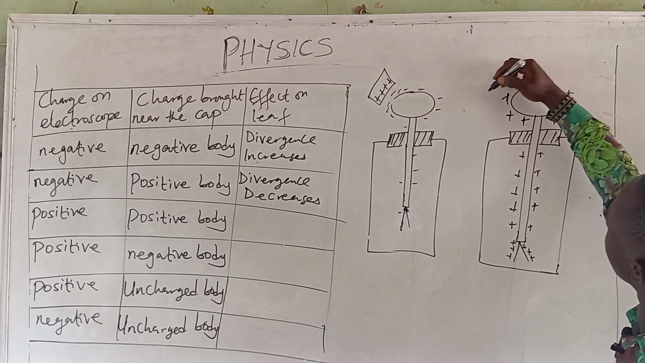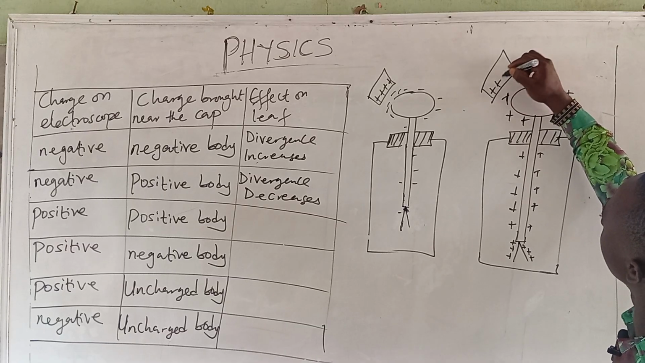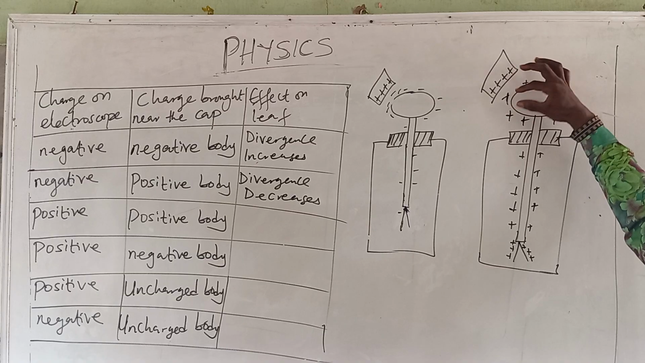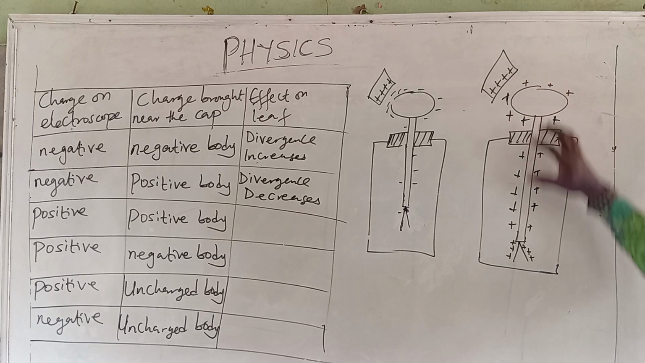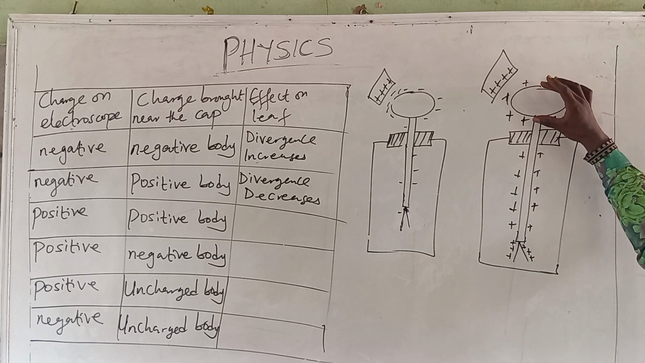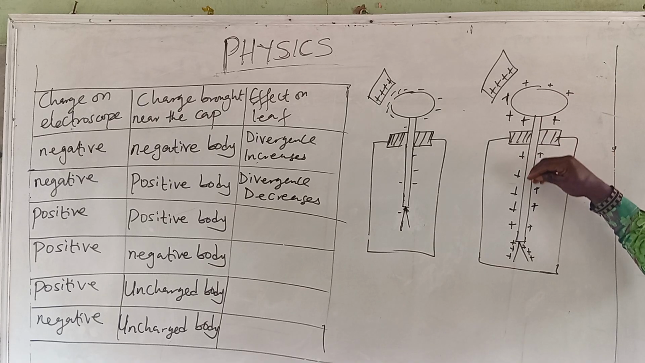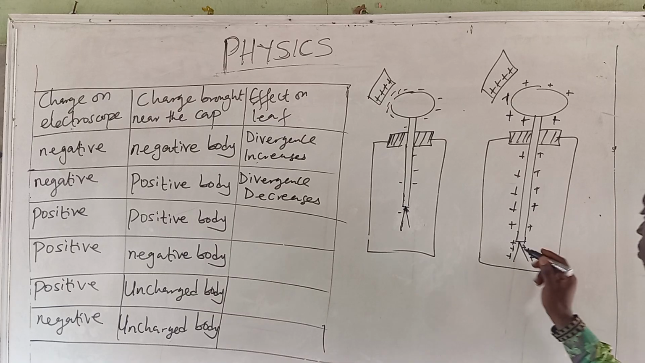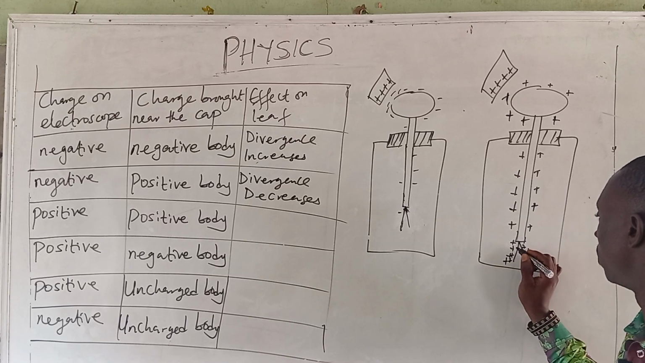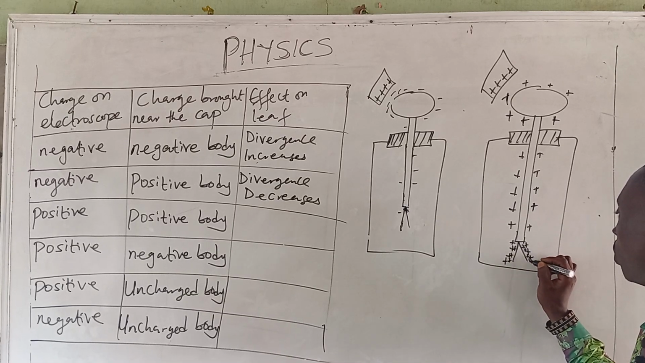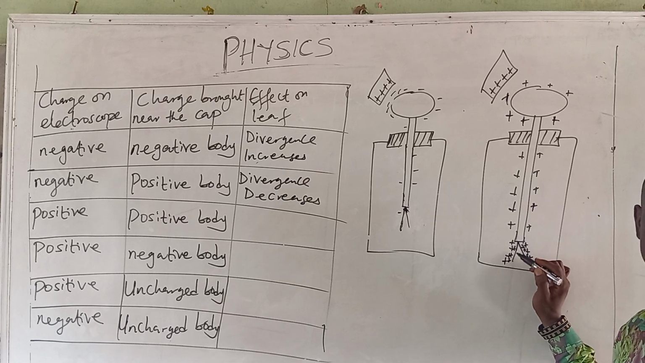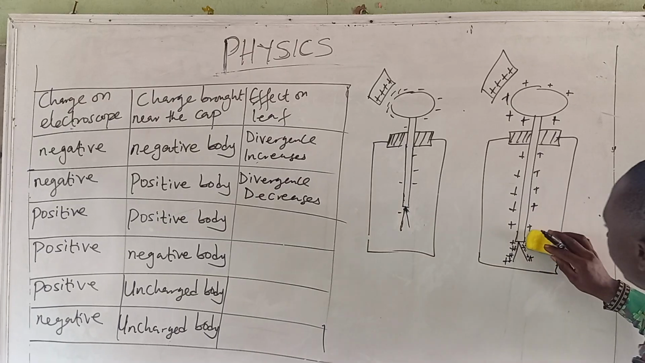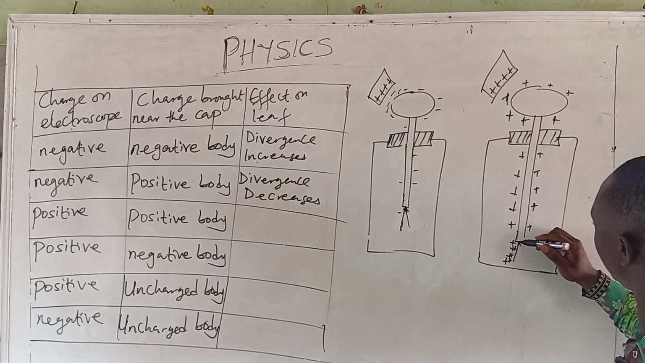leaf. So by the time you now bring a positively charged body, what happens is that the positively charged body will repel most of the positive charges there downward. That's from the cap, the positive charges will move down the rod, then down the plate to the what? To the leaf. So we now have more positive charges both on the plate and on the leaf. Don't forget that the metal plate will not move. It's too heavy to move. So the only thing that will be moving is what? Is the gold leaf. So we have divergence to also increase.